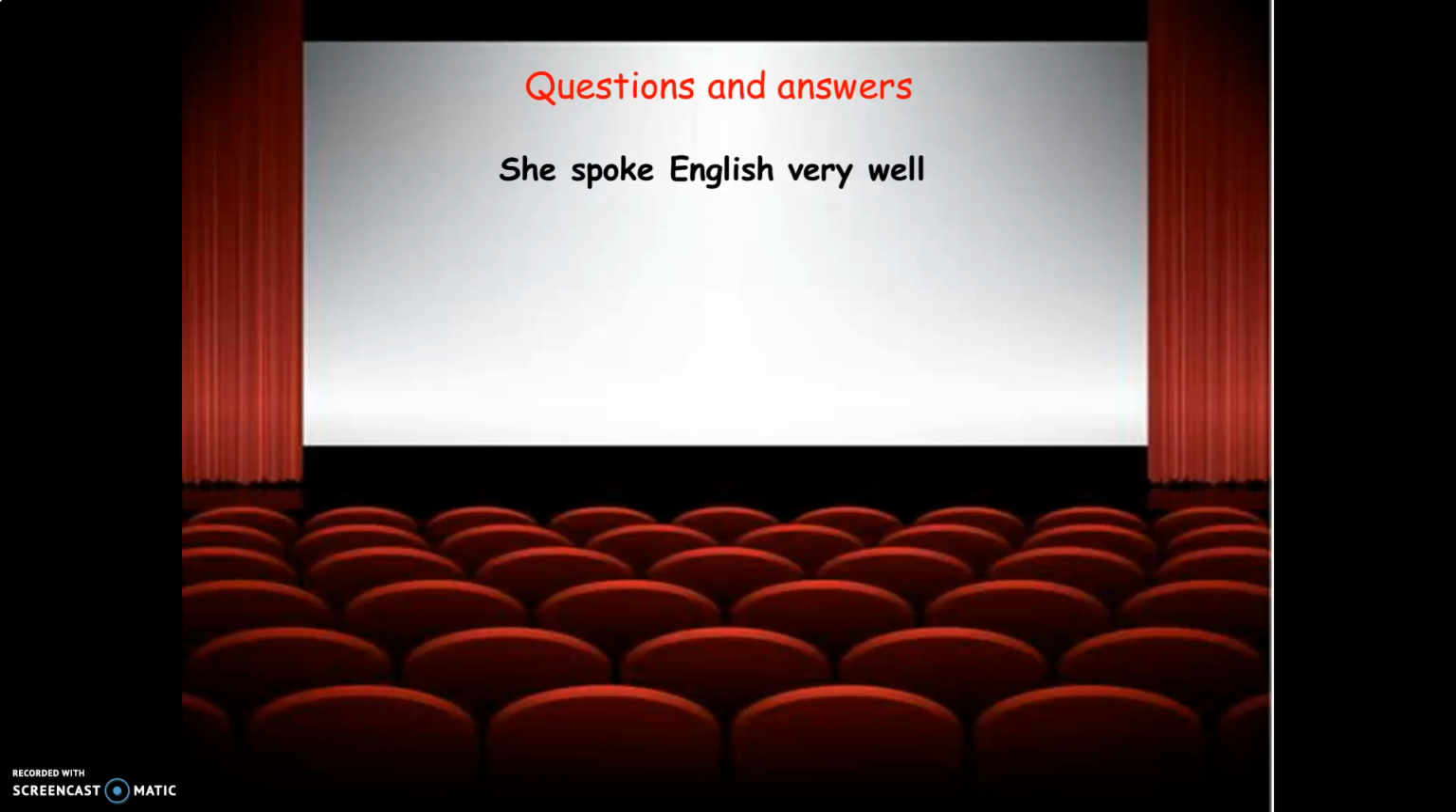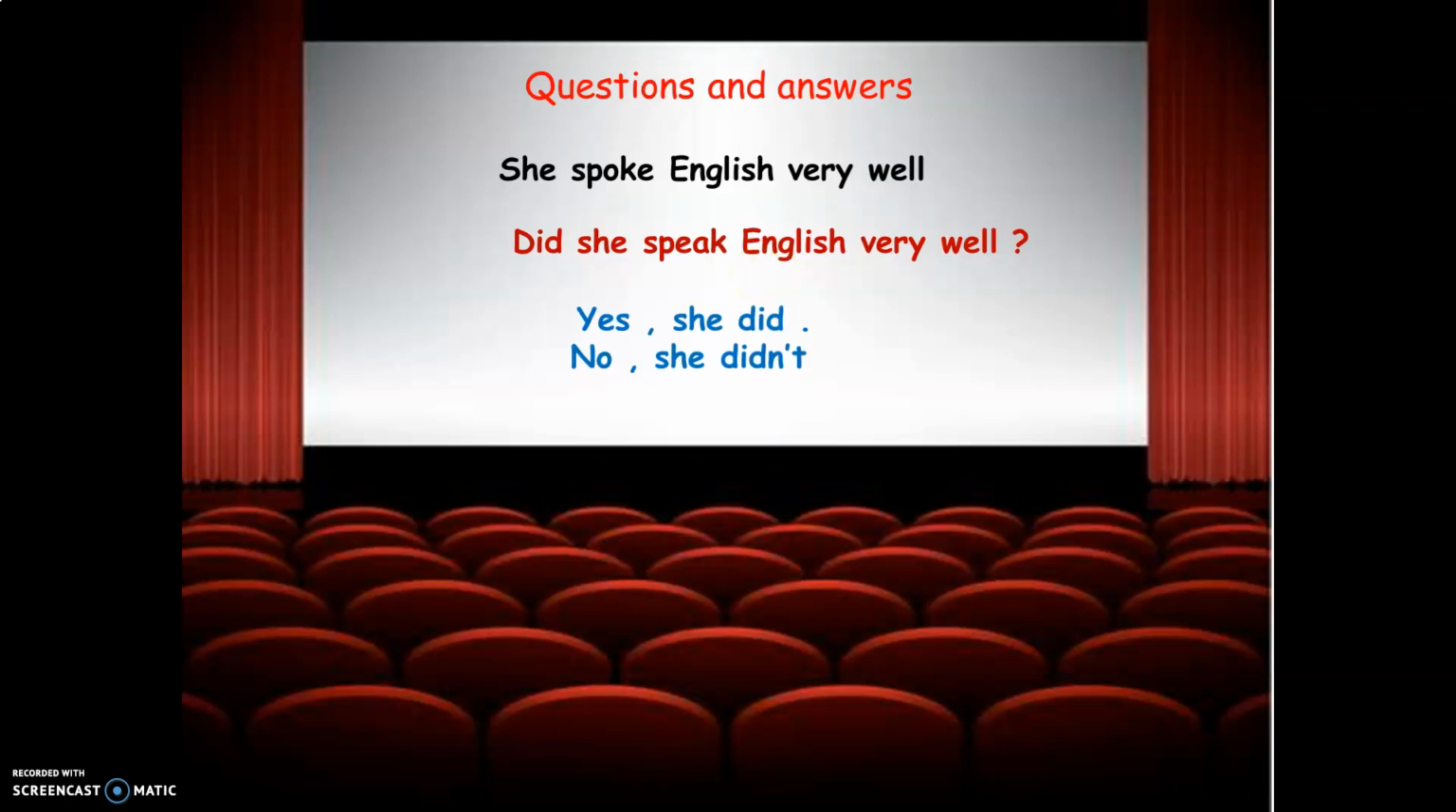Number 3, she spoke English very well. Here, this sentence is in the past, right? We have the verb spoke. We have to say, did she? The present of spoke is what? Speak. So we will say, did she speak English very well? You have to start with did. After that, what is the subject? The subject is she. What is the present of the verb spoke? The present is speak, then complete the sentence. Did she speak English very well? Yes, she did, and no, she didn't.